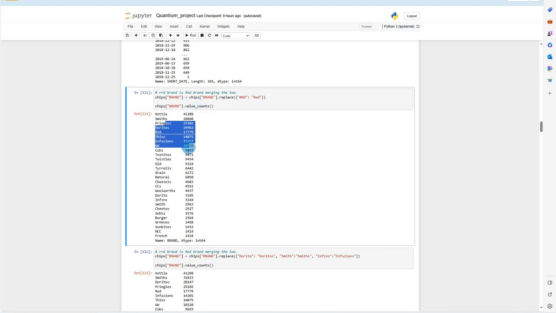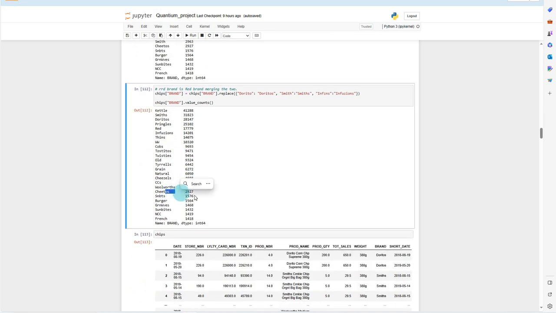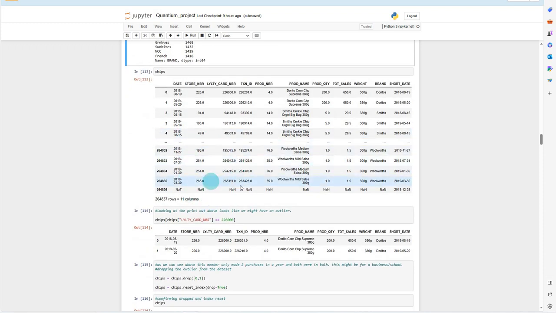Going back to the brand names, I was looking at duplicates. It had duplicates like Doritos, and Doritos again with two S's. So they had Smiths and then Smith. So there were some corrections that needed to be done with the names to group them all together, so the data is not skewed and it's all correct.